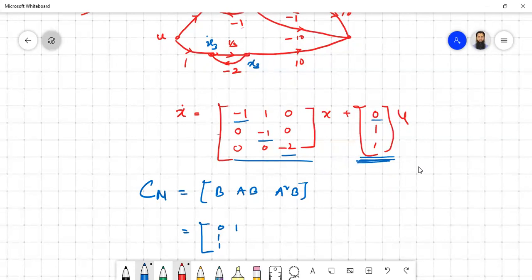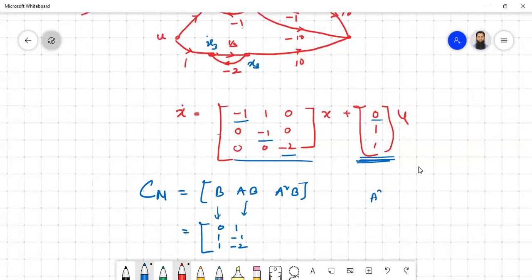Then next row, -1. The next will be 0 into 0. So basically -2. Now this one is this.